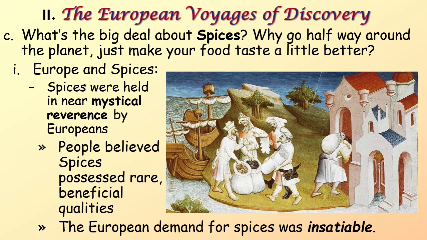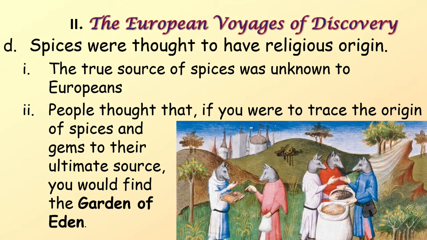Europe and spices. Spices were held in near mystical reverence by Europeans. People believed that spices possessed rare beneficial qualities, and the European demand for spices was insatiable. Spices were thought to have a religious origin. It was thought that the true source of spices was like the Garden of Eden. The true source of spices was unknown to Europeans. And people thought that if you were to trace the origin of spices and gems to their ultimate source, you would wind up in the Garden of Eden.